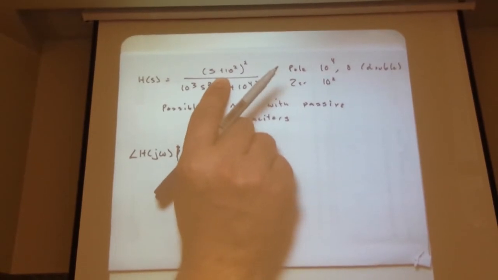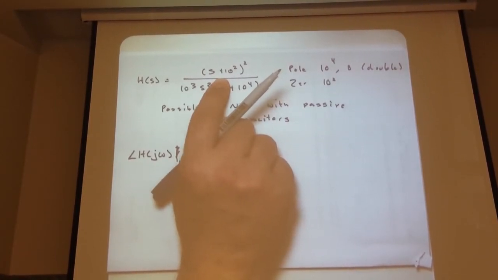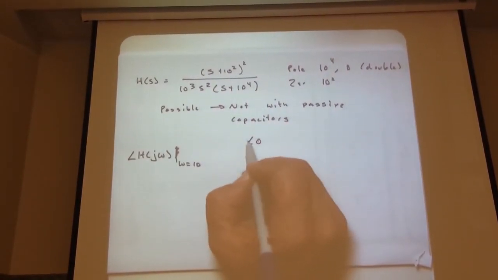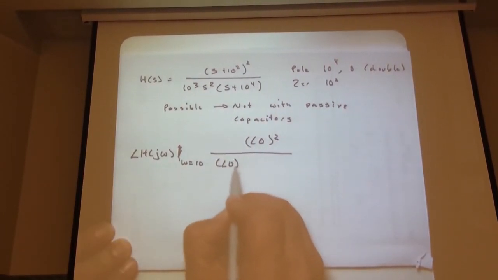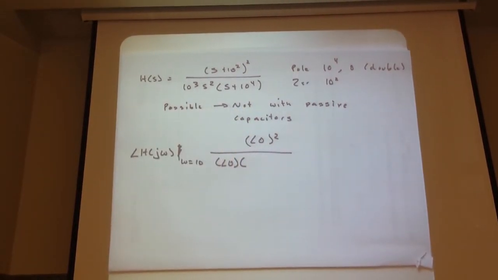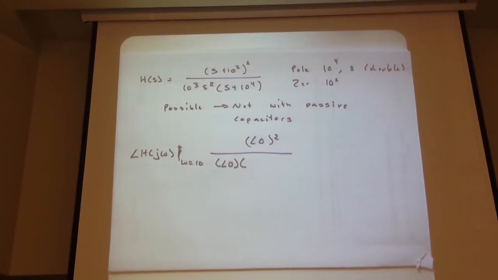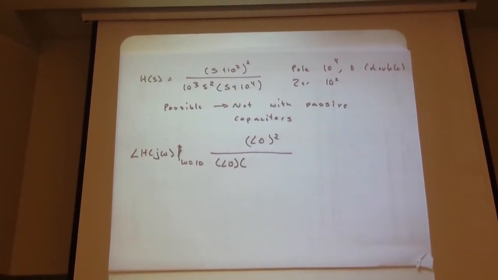What's the angle of the numerator? J10 plus 100. What's the angle of that? Approximately 0. Angle 0 squared. What's angle 0 squared? 0. S squared is always by itself. And S always has what angle? S by itself has what angle? Always 90. S is J omega.